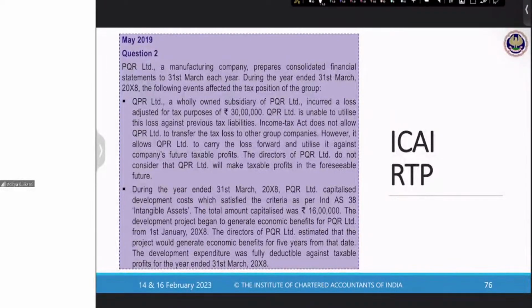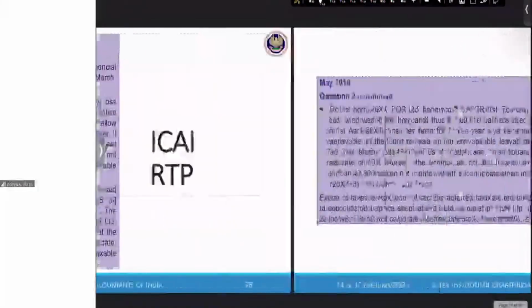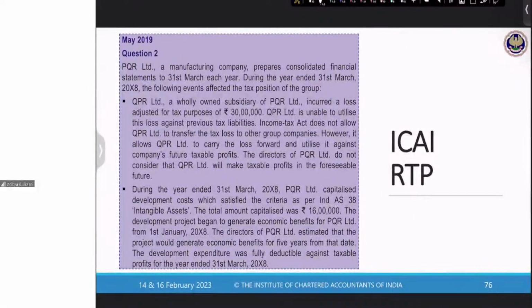So now let us come to solve this particular question. These are a few important questions, so we can discuss the questions, and we are almost done with the questions. So now coming to question 2, RTP. PQR Limited, a manufacturing company.